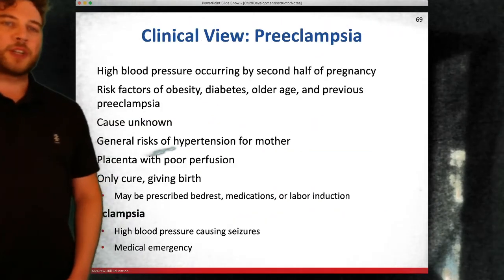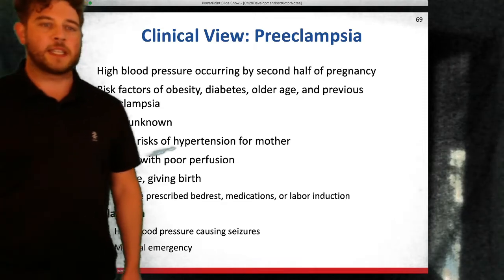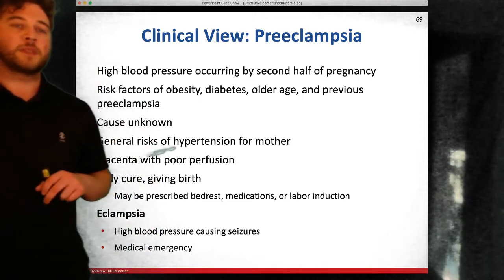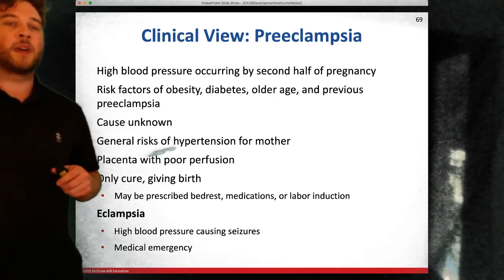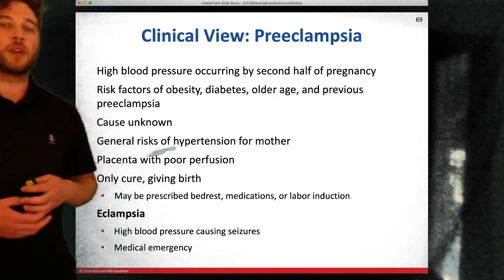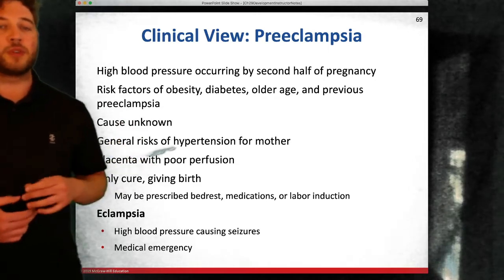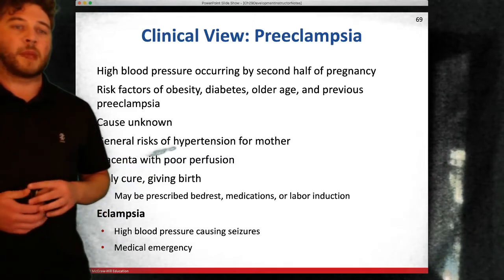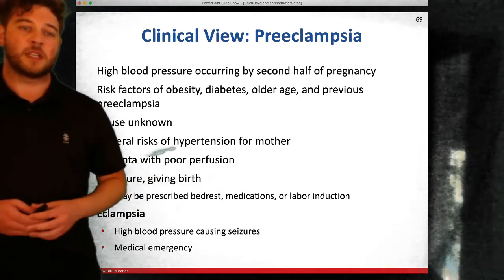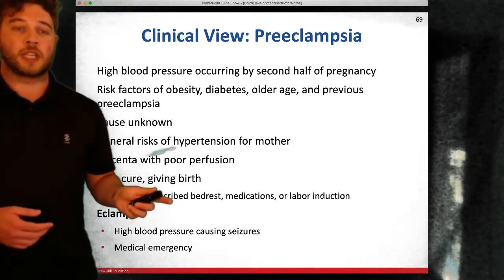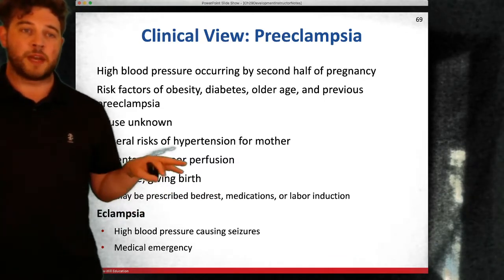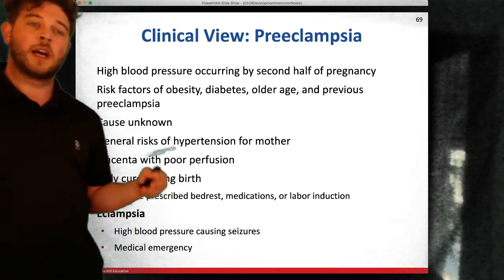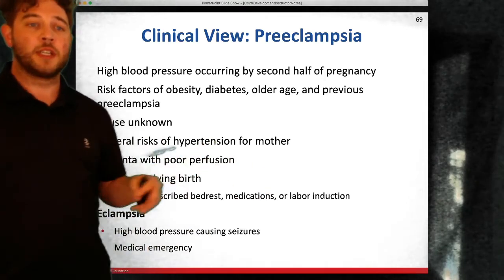Preeclampsia is high blood pressure occurring by the second half of pregnancy. Risk factors: diabetes, older age, obesity, previous preeclampsia. Cause is generally unknown. General risks of hypertension for the mother. The placenta will then have poor perfusion. Giving birth is the only real cure. They may prescribe bed rest, medications, or labor induction. Usually they'll just prescribe very extreme bed rest until it is time, usually until at least the 38th week, or however long they can push it before inducing labor.